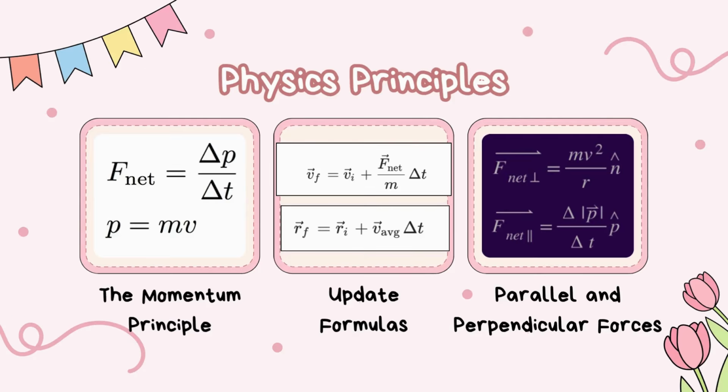Other physics principles that are relevant to this lab are the momentum principle, in which momentum is equal to mass times velocity, but then the net force can be given by the change in momentum over the change in time. Additionally, velocity and position update formulas, which we covered in both Lab 1 and Lab 2, are also relevant again for this lab. And then parallel and perpendicular forces are something new that are relevant to this lab, in which the net perpendicular force changes the direction of an object's motion, while the F net parallel force changes the magnitude of an object's motion.